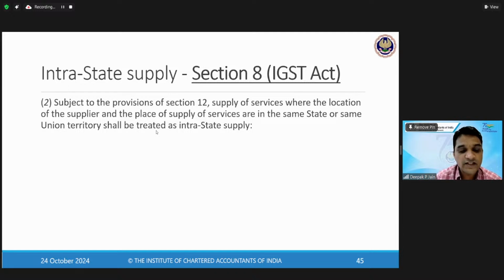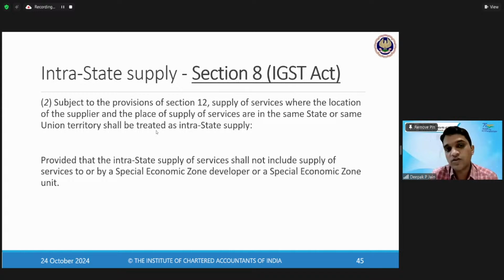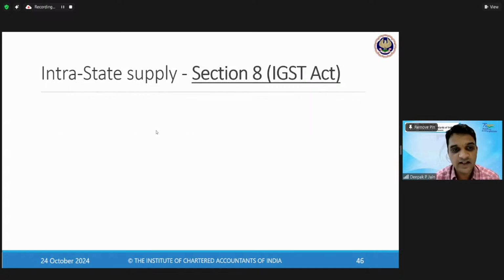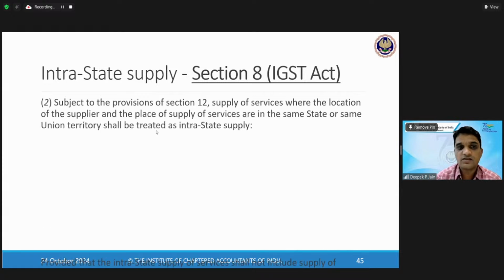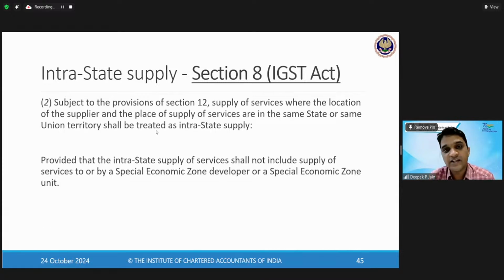Subject to the provisions of Section 12, supply of services where the location of the supplier and place of supply of services are in the same state or in the same union territory will be treated as an intrastate supply. Section 10 is for goods, 12 is for services. Provided intrastate supply of services shall not include supply of services to or by a SEZ. They have not given the other part, which is goods imported into India, because that is coming through a notification, and supplies of services made to a tourist are not mentioned because that will be decided by Section 13.